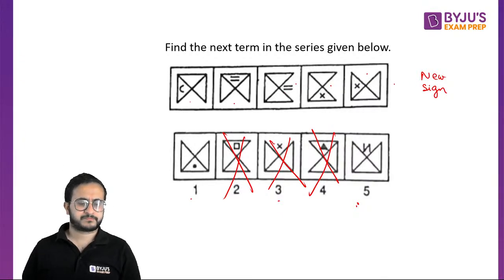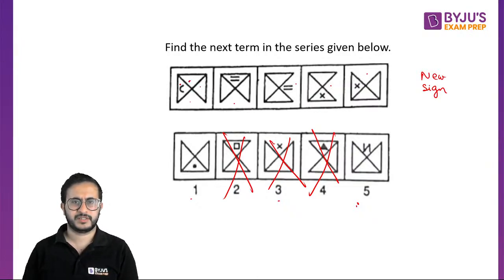Okay. Now if you see this, when a new sign comes, it is in the closed area. It is following a rotation. So first it was here, then it came here, then here, here. So the new sign should come on the top. So that is in fifth. Okay, so option 5 is the right answer.